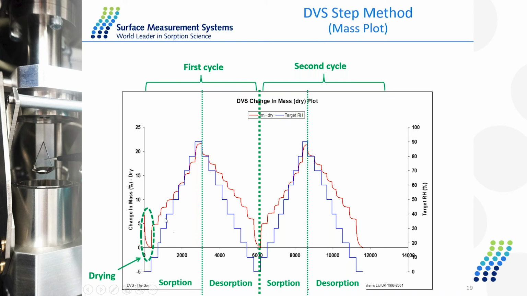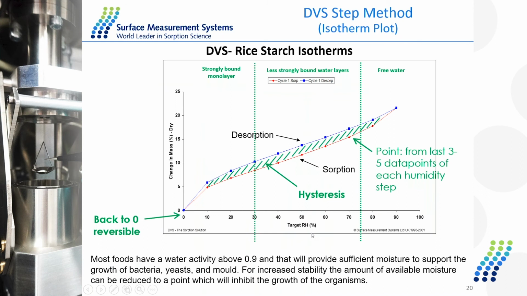And if we take the change of mass at the end of each stage when it's at equilibrium and plot it against the relative humidity, then we can get the isotherm plot between humidity and the change of mass. So this is the sorption-desorption cycle. The shape of this isotherm will give us the mechanism of the sorption behavior.